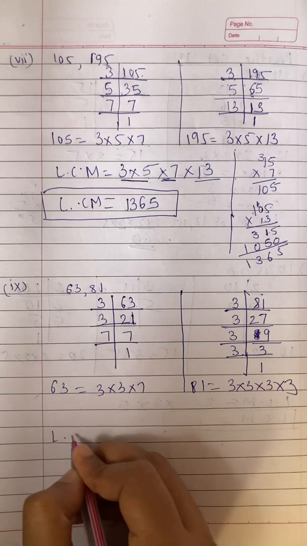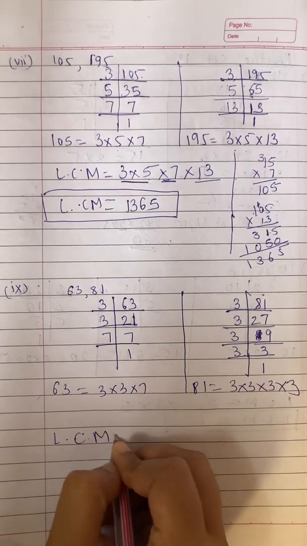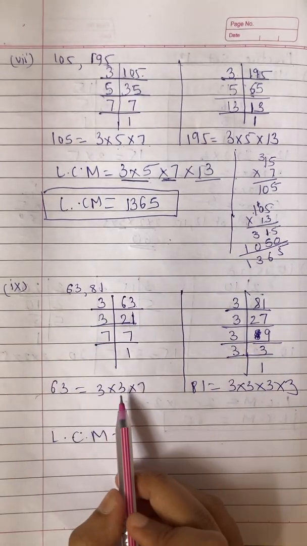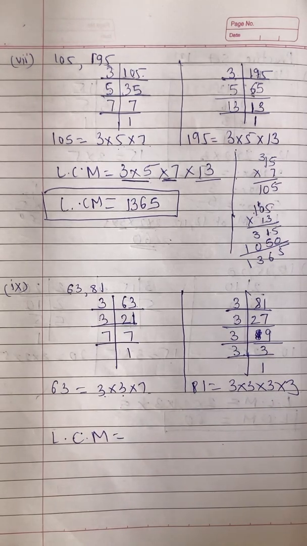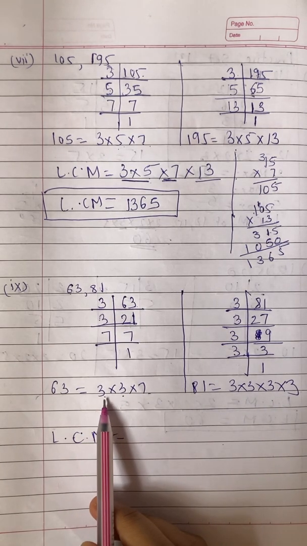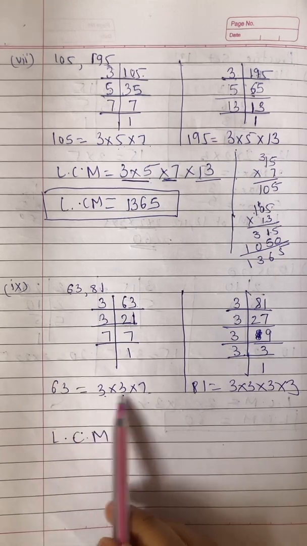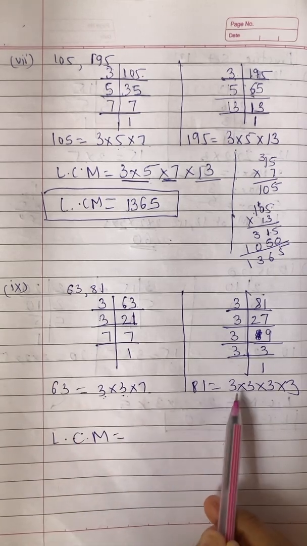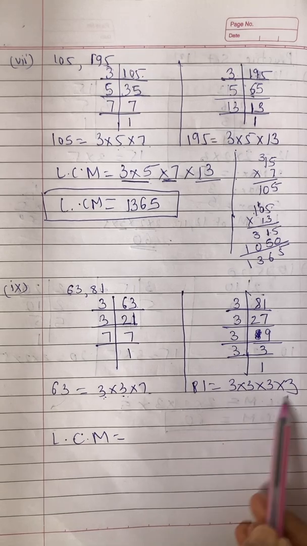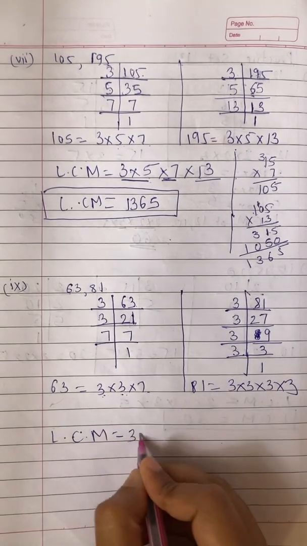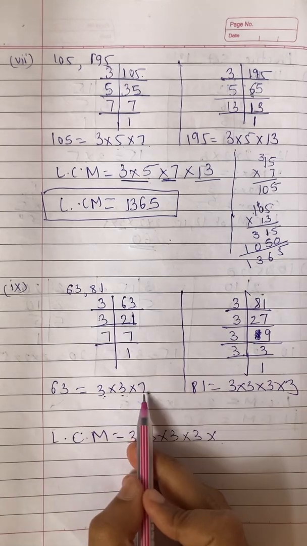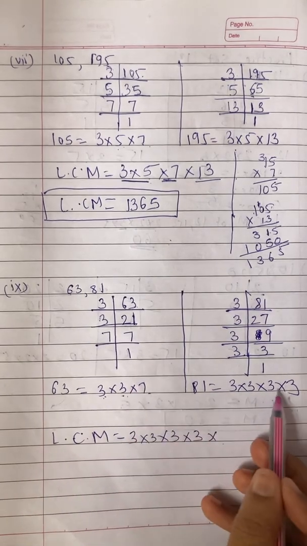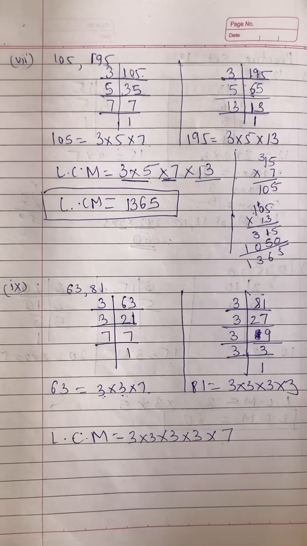Now to find out LCM, again what do we have to do? First check which all factors are there. 3 and 7. Only 3s and 7 you can see. So first check for 3. In 63, 3 is present 2 times, but in 81 it is present 4 times. So definitely we are going to take the maximum number of times. So write down 4 times 3 into, now check for 7. 7 is present 1 time over here and it is not there over here. So I'll write down 1 time.